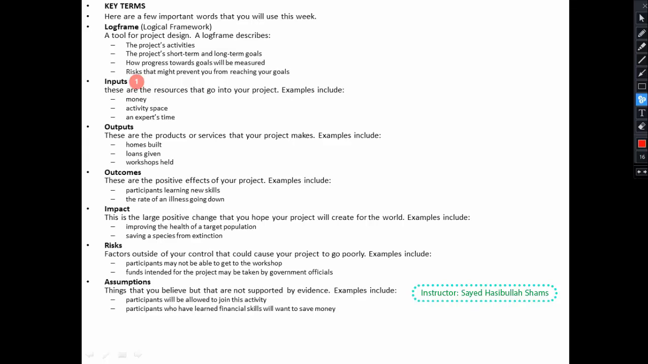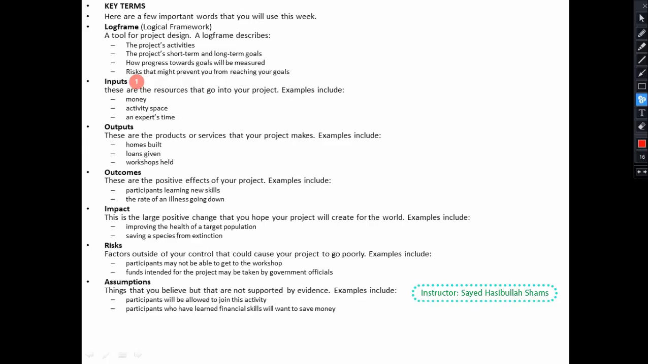Outcomes. The positive effects of the project are called outcomes. For example, participants learning new skills, the rate of illness going down. Impact. Impact is the large positive change that we hope for from the project implementation. For example, improving the health of a target population, saving species from extinction.